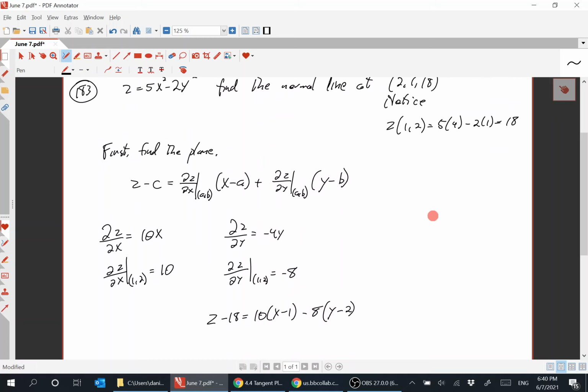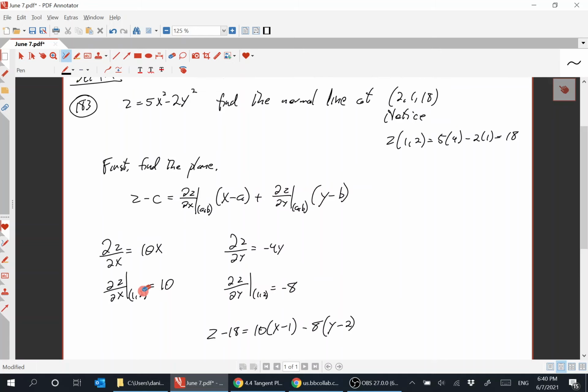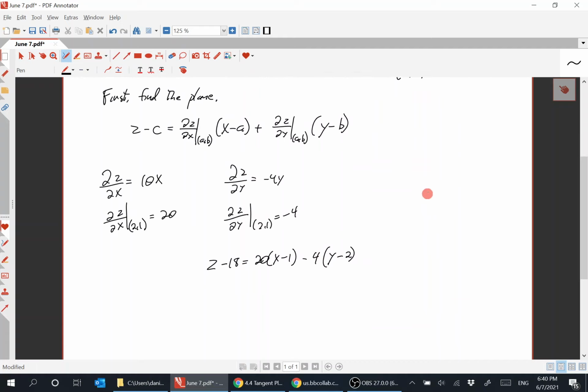Oops, 2, 1, not 1, 2. What did I do here? x is equal to 2, y is equal to 1. So this is 20. And at 2, 1, minus 4. So this is 20, and then minus 4.